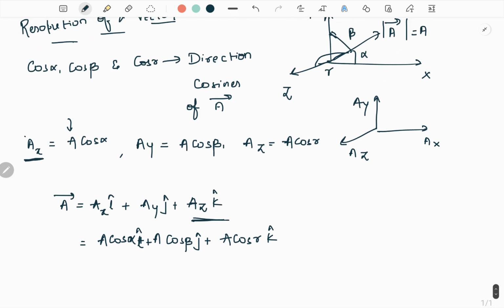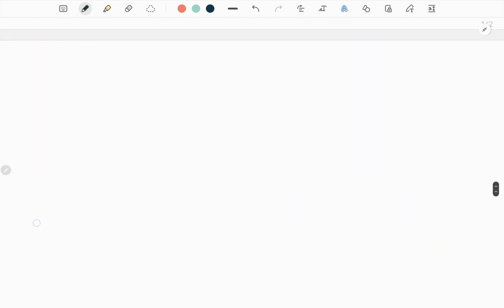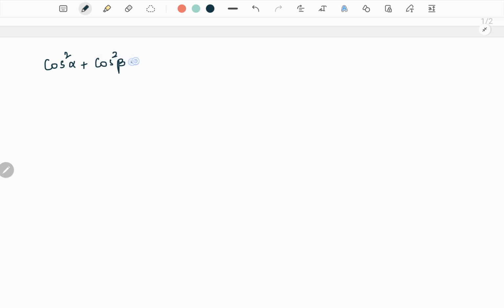Next, if we proceed with finding the magnitude of a bar, which is basically a, we would get cos square alpha plus cos square beta plus cos square gamma is equal to 1, where alpha, beta, gamma are the angles made by that vector with the x, y and z axes.